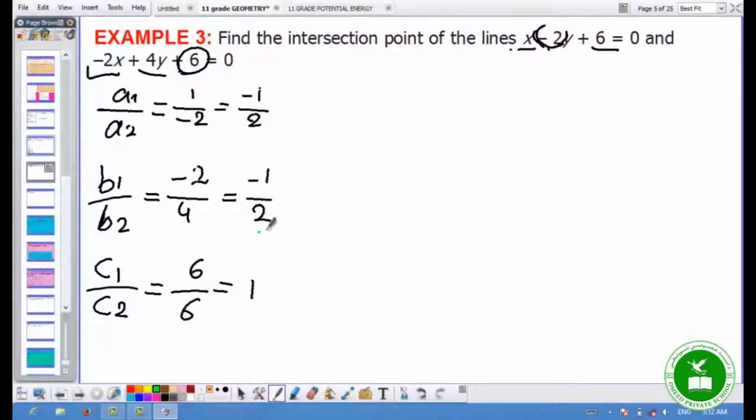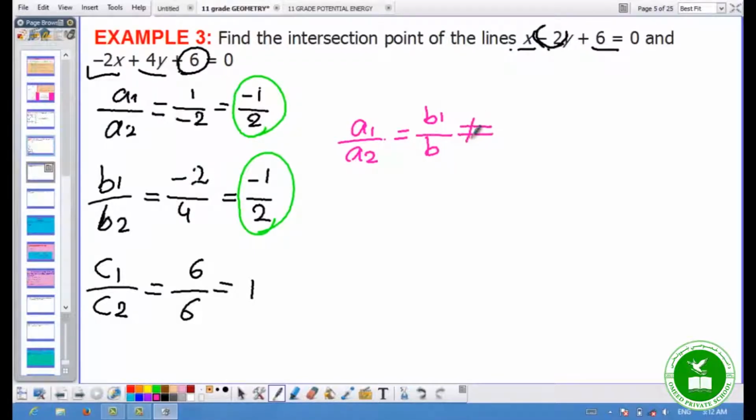Okay, you see, a1 over a2 is equal to b1 over b2, but not equal to c1 over c2. You see the results? a1 over a2 equal to b1 over b2, but not equal to c1 over c2. So these two lines are parallel to each other. Parallel. It means there is no intersection point.